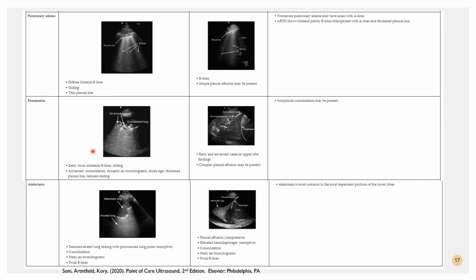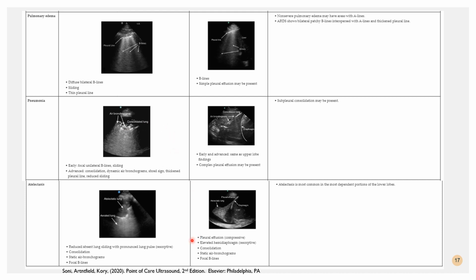Now, if they have pneumonia, again, they're presenting with dyspnea, and you're taking a look. If the lung is still fully aerated, or pardon me, fully expanded, you're going to see that pleural sliding, and you're going to see consolidation. So you're going to start getting those B lines, and then you're going to be looking for the dynamic air bronchogram here, and then the shred sign, where you have that pneumonia area interfacing with the expanded alveoli.